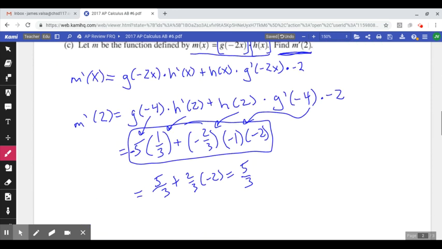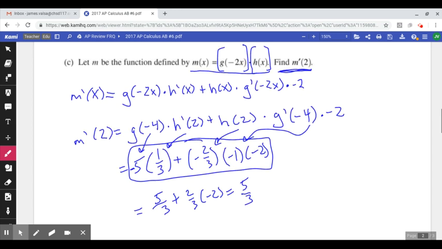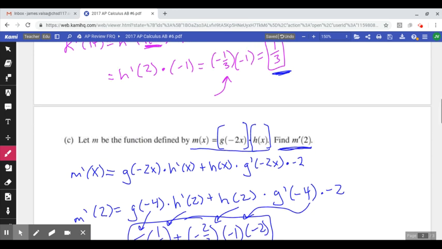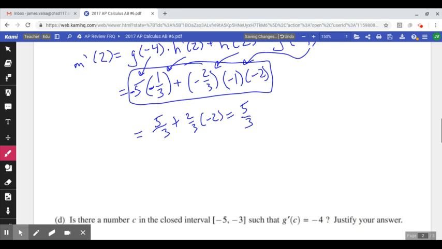So for this one, we've got g at negative 4. So that's going to be, let's see here, and then h prime of x, h prime at 2. So h prime at 2 was negative 1/3. That's my bad right there. Should have written that before. So my fault. It wasn't the answer. Scratch that off. H prime at 2 was this guy right here. There's my mistake. So sorry about that.